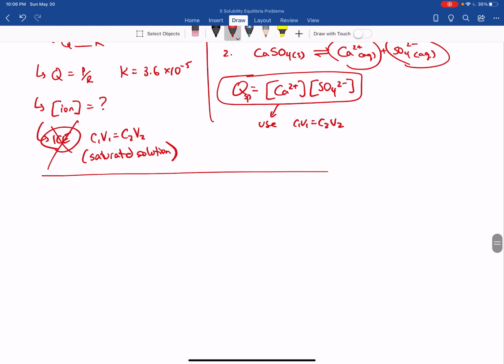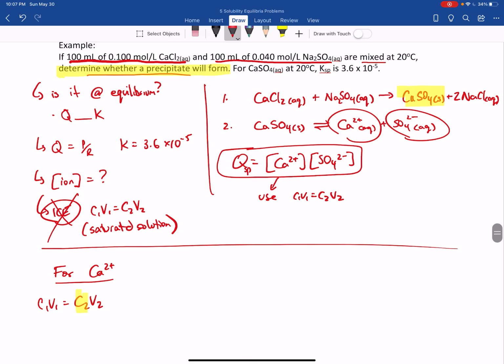So let's go down here. For calcium, C1V1 equals C2V2. We are looking for its final concentration, so we can plug it into our Q expression. Initially in the question, if we look here, calcium chloride has that concentration and volume. Because calcium has a coefficient of 1 in the equation, its concentration is the same as the molecule's concentration. So we can say 0.1, we're going to simplify this for calculations, times 100 milliliters. That's how much the initial solution was.